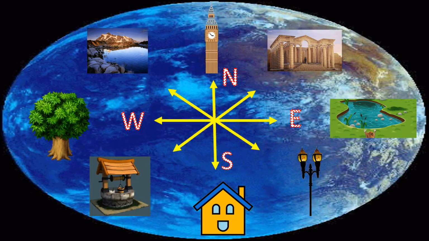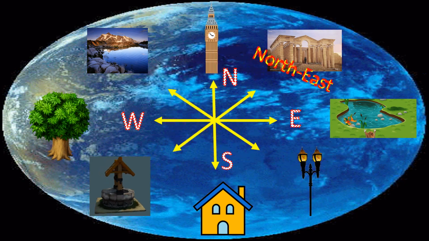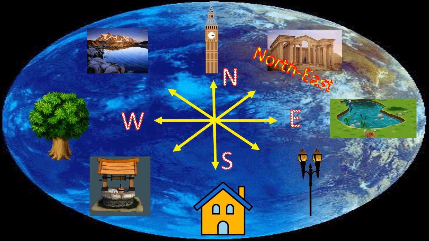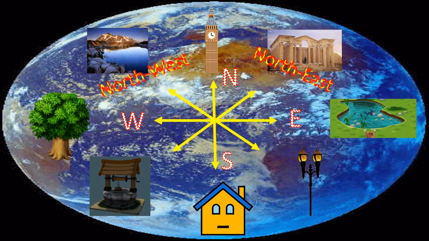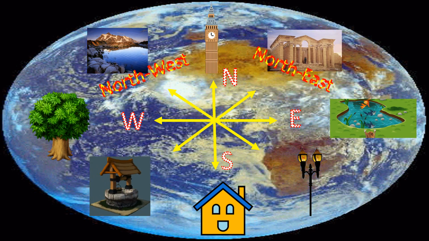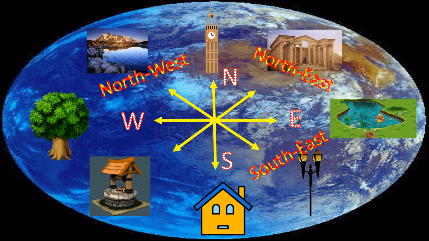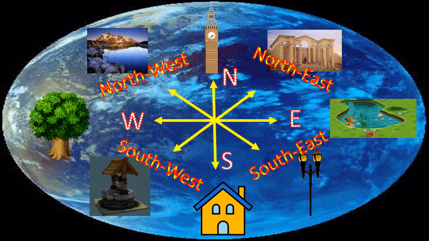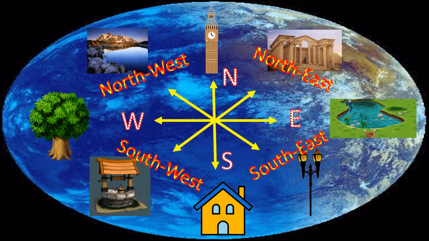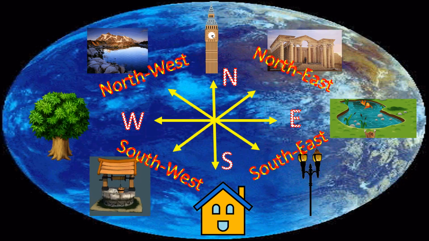Let's see sub-directions. Where is the fort coming between north and east? Northeast. Mountain coming between west and north? Northwest. Then street lamp coming between south and east? Southeast. The well coming between south and west? Southwest. So these are the four main directions and the sub-directions, children. I hope it's clear. Let's move on to the next part.